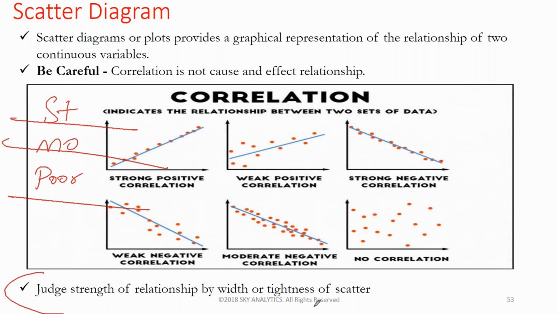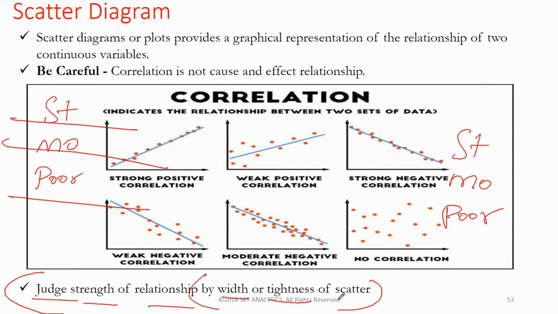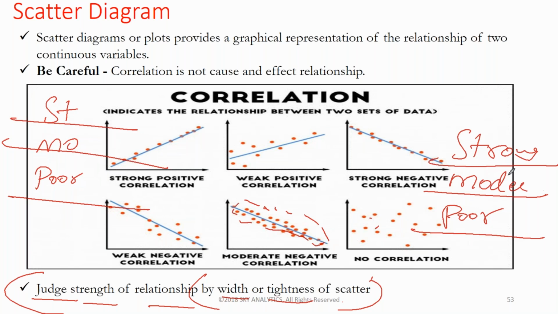So see here, this point says that judging the strength of the relationship, whether it is strong or moderate or poor, is based on the width or tightness of the scatter. Width or tightness of the scatter, you can decide whether it is strong, moderate, or poor. If it is tightly scattered fully, then it is called strong. Moderate means if it is slightly loosely scattered. And if it is loosely scattered like this, then it is called poor correlation. Poor correlation.